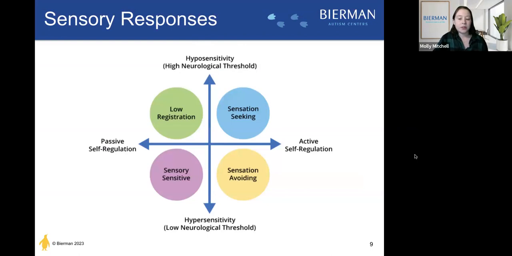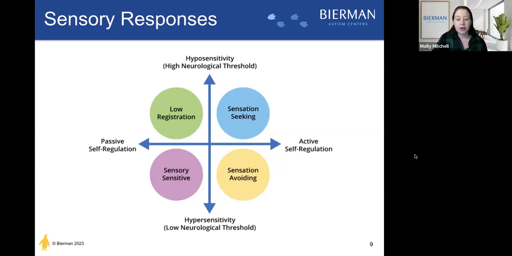Individuals may fall in one category for one type of sensory input and another category for another type of sensory input. So for example, a child might be sensory seeking for vestibular input and enjoy climbing and jumping activities, but they might be sensory avoiding for auditory input and cover their ears when they hear loud noises.